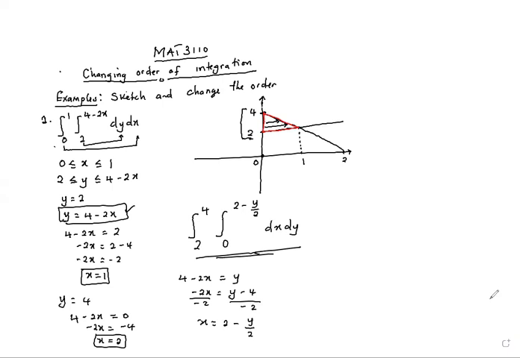Okay, let's go to the next example. Again, we must do the same. So example 2, from 0 to 1, and from y to the root of y. So this must be dx dy. Now we want to change to dy dx. You see that?